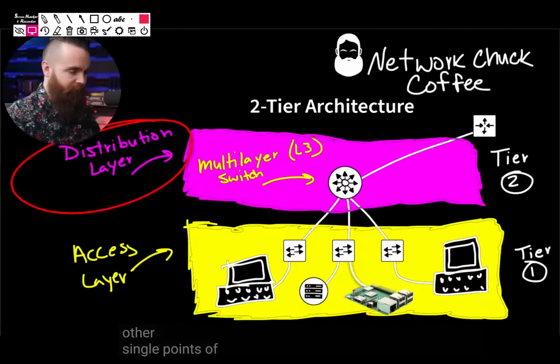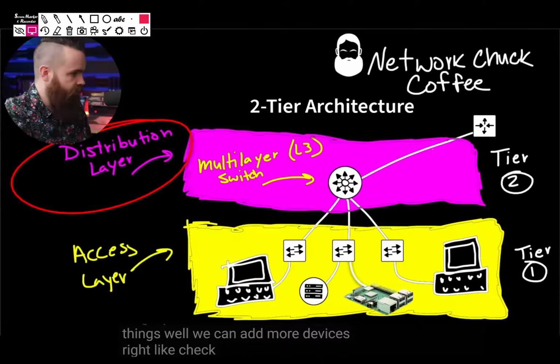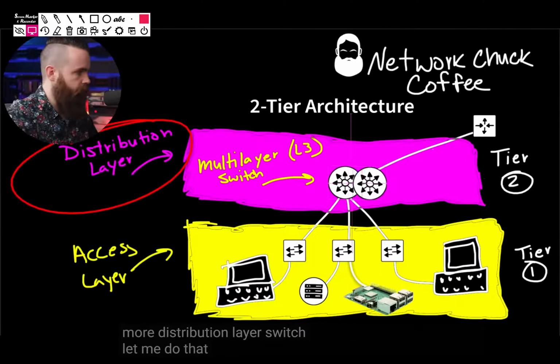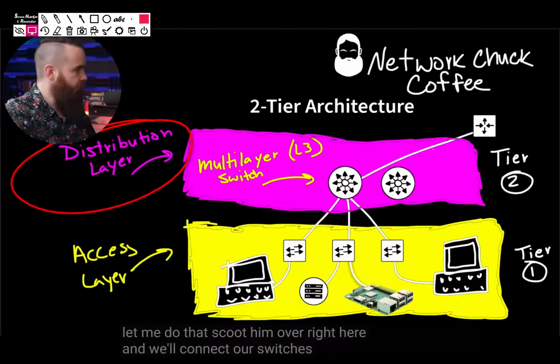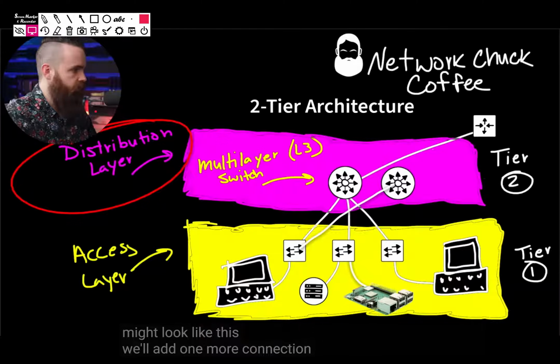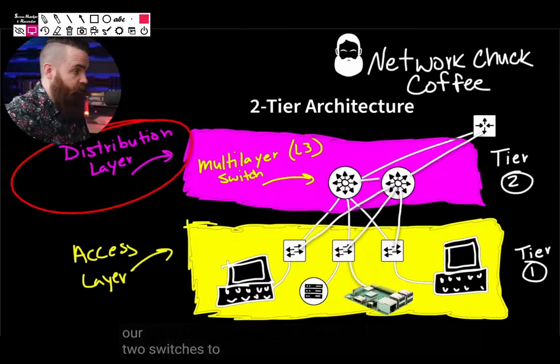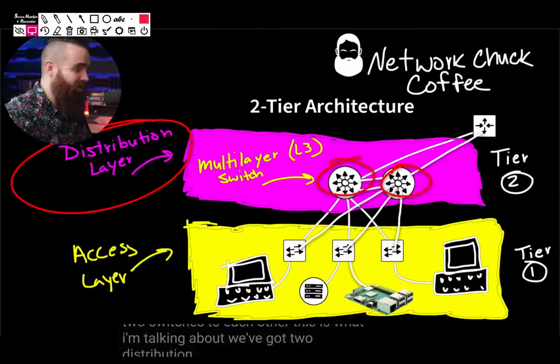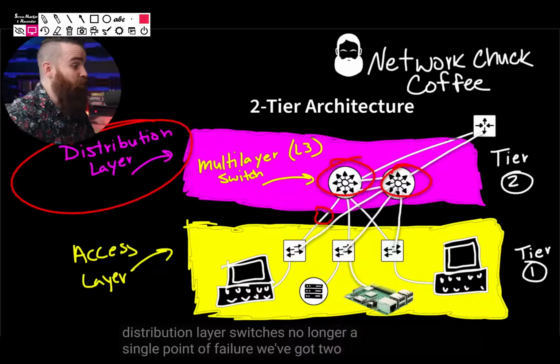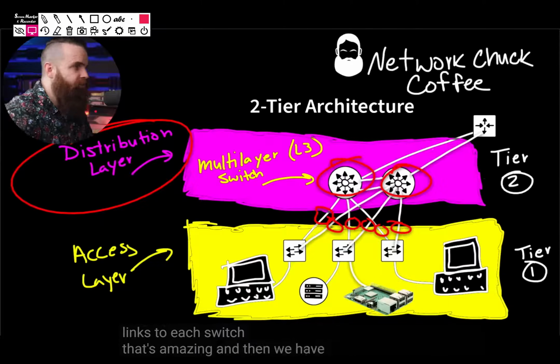Now let's talk about these other single points of failure. How can we fix things? Well, we can add more devices, right? Check this out. I can add one more distribution layer switch. Scoot him over right here, and we'll connect our switches, so it might look like this. We'll add one more connection, one more connection, one more connection. Then of course we'll connect our switch to the router, and then we'll even connect our two switches to each other. This is what I'm talking about. We've got two distribution layer switches, so no longer a single point of failure. We've got two links to each switch. That's amazing. And then we have two connections to our router.